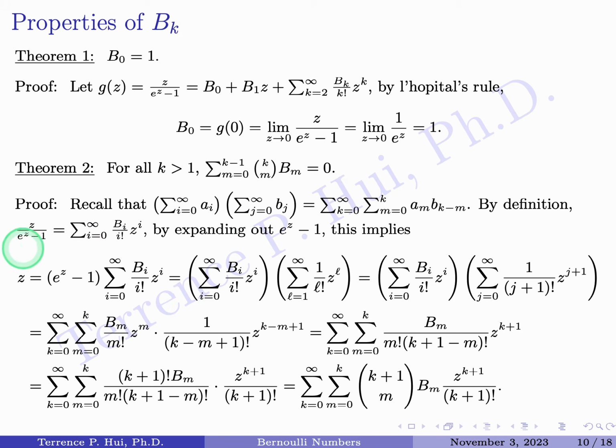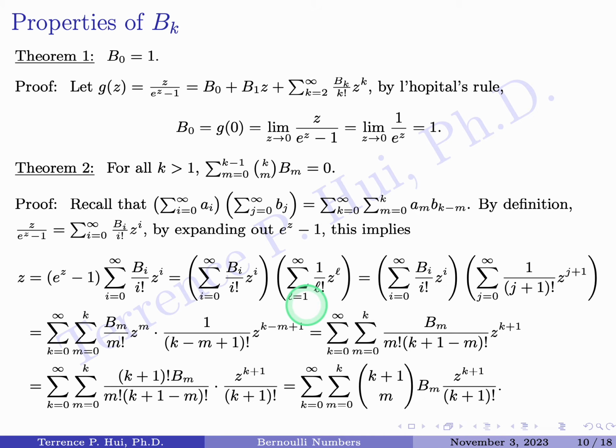Remember, we start with z over e to the z minus 1 equal to this infinite series. If I multiply e to the z minus 1 across, then I get z by itself on this side. This is going to be e to the z minus 1 times this series. Let me swap the locations and put the b series in front, then e to the z. Well, we know how to do e to the z; it is well known: z to the l over l factorial, where l runs from 0 to infinity.